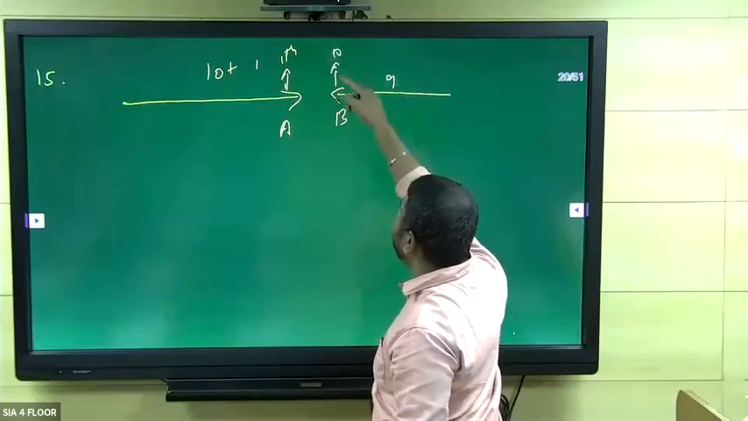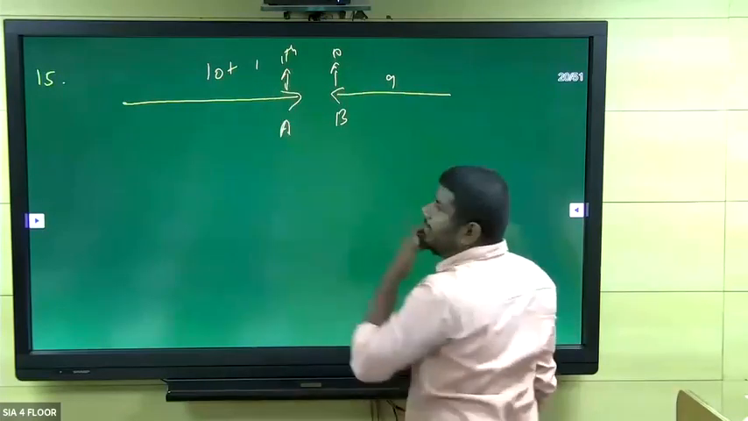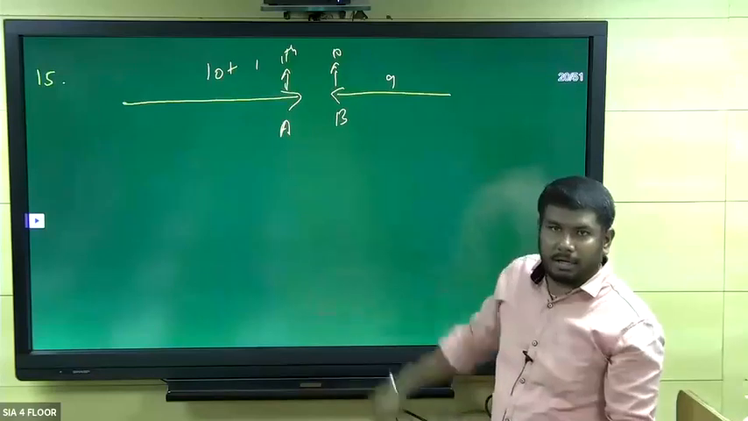So how many persons are sitting? 9 persons, right? 9 plus 1 is 10. Clear? 10 plus 1 is 11. Is that clear? Okay.